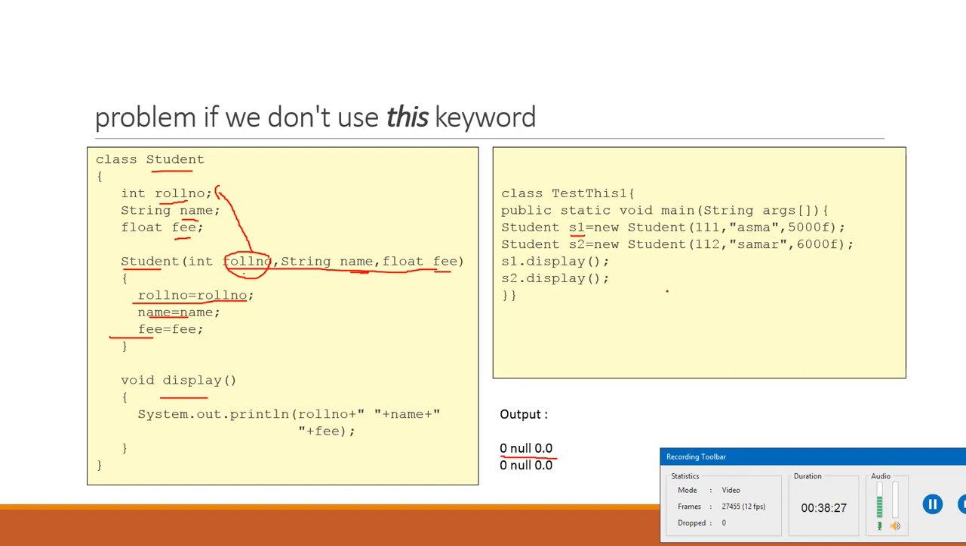The default value of integer type is 0. The default value of string data type is null. The default value of float data type is 0.0. So it is showing me the default values instead of showing me the actual values in the output. Now why is this happening? This is happening because the instance variable has the same name as the local variable. So in this case, my constructor fails to recognize which is a local variable and which is the class variable or the instance variable.